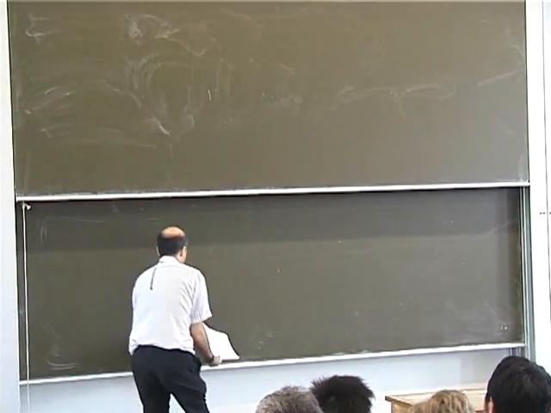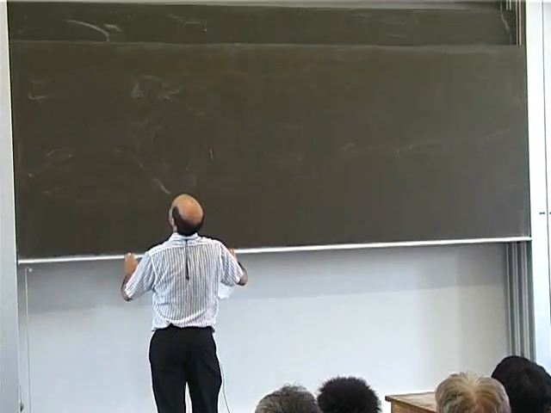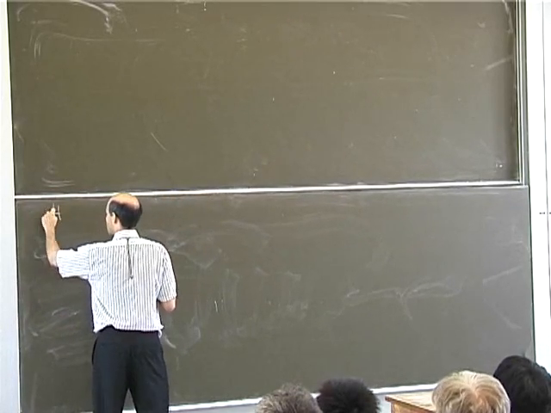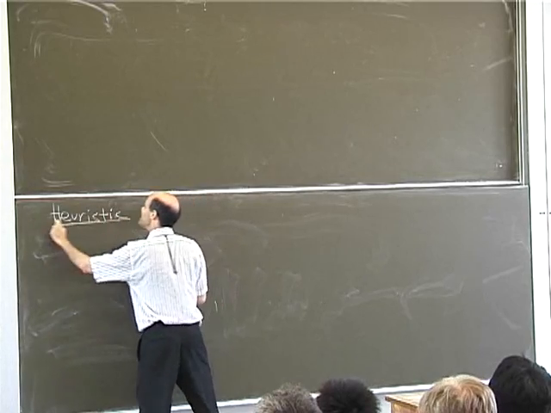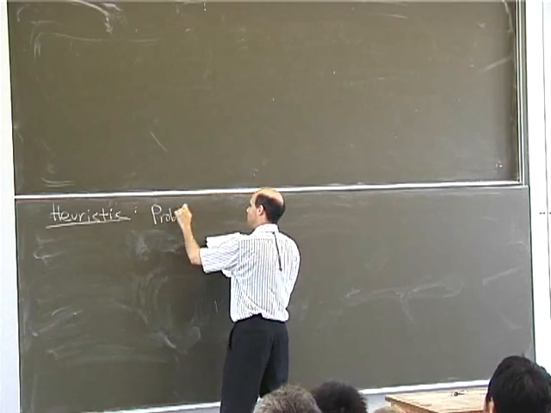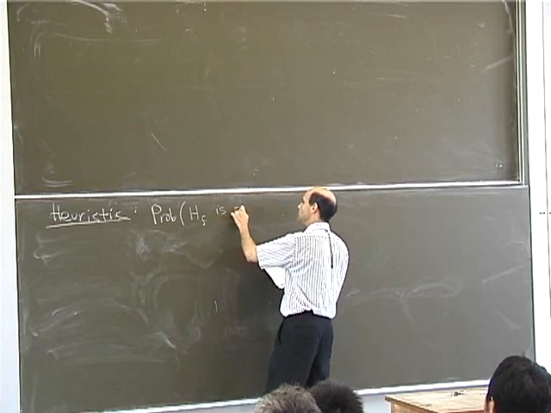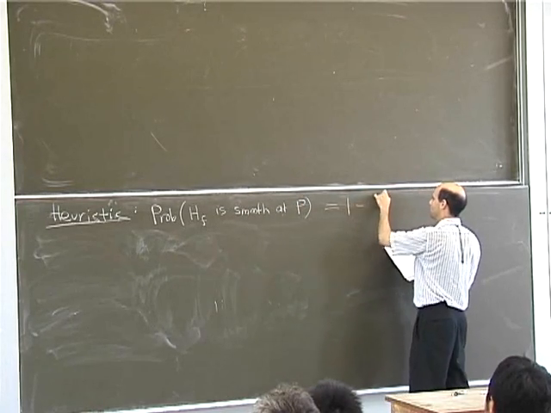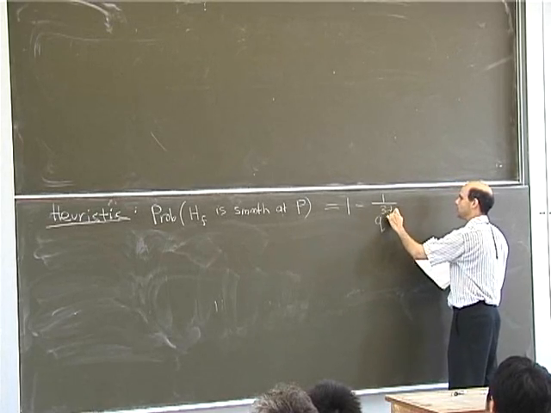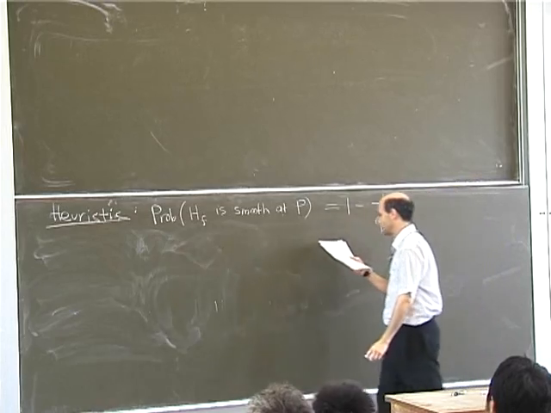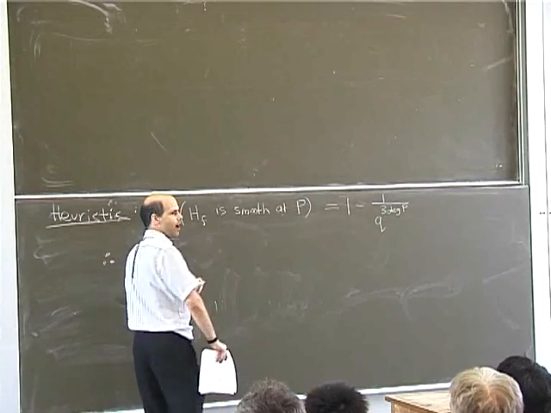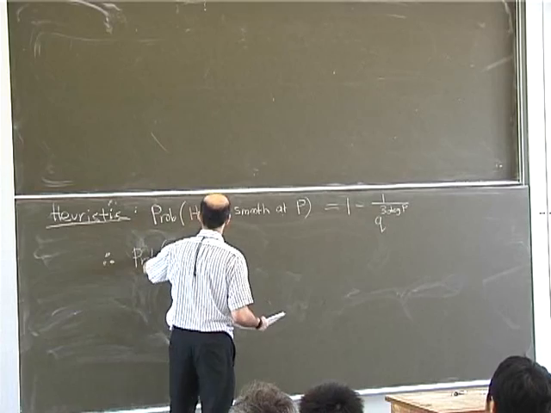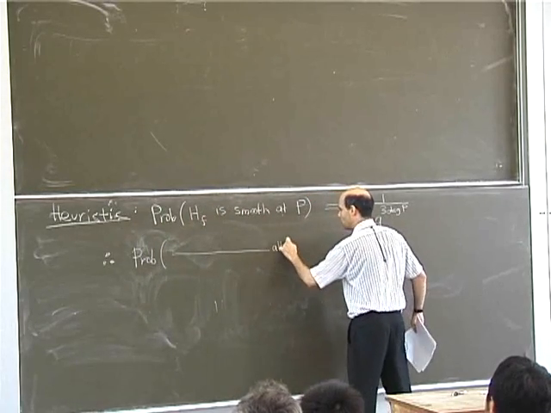Okay, so the heuristic then is that the probability that it's smooth at that one point P should be 1 minus 1 over q raised to the 3 degree p. And similarly, now if you want to impose this condition at all closed points, then again, if they're independent, then h is smooth at all p in A2.